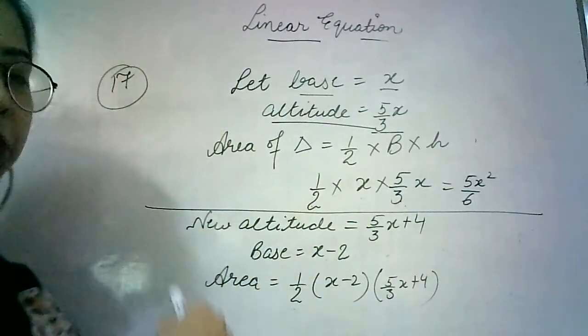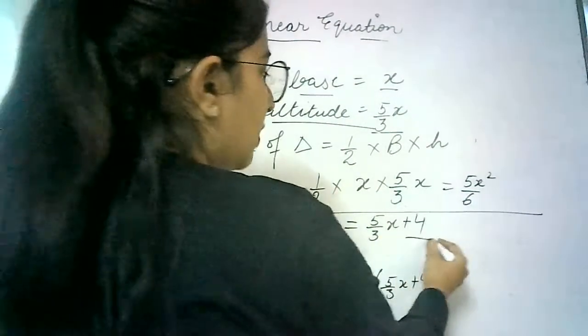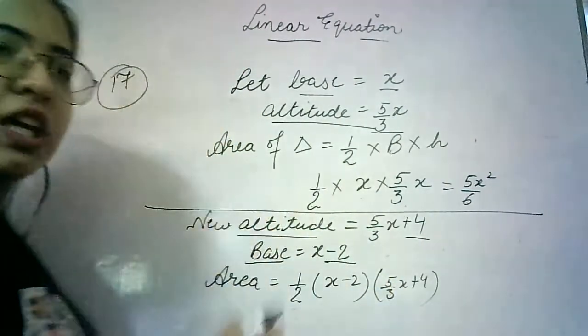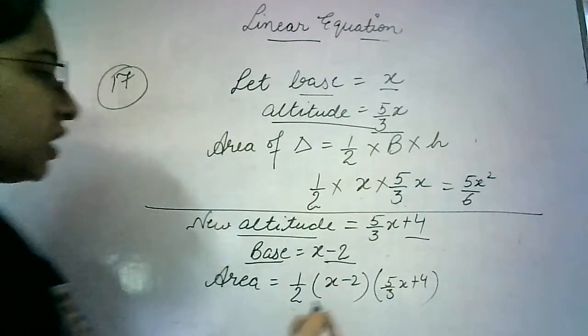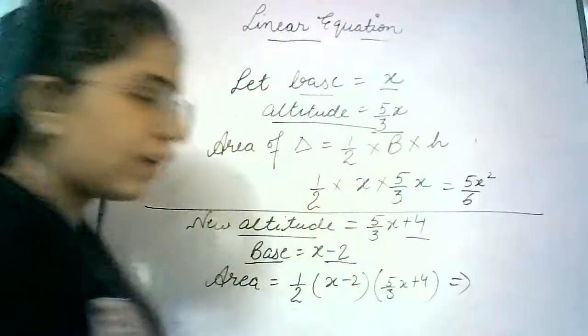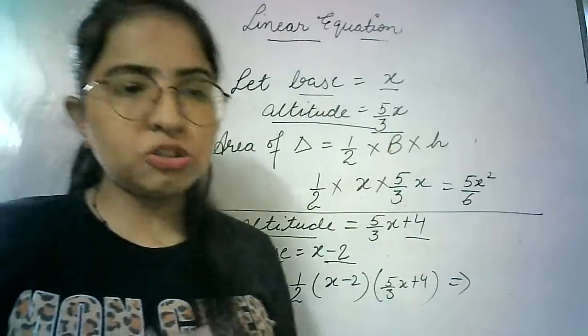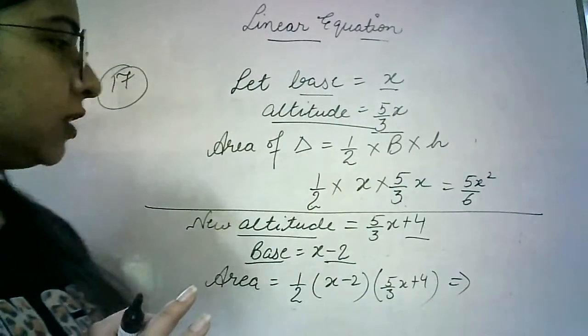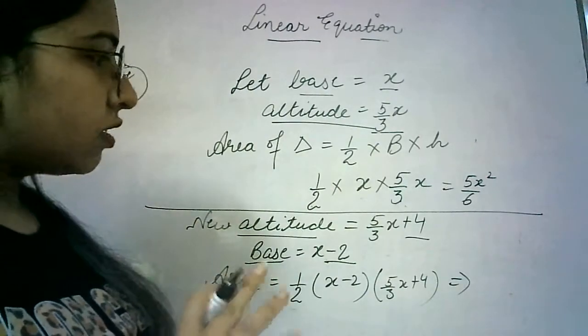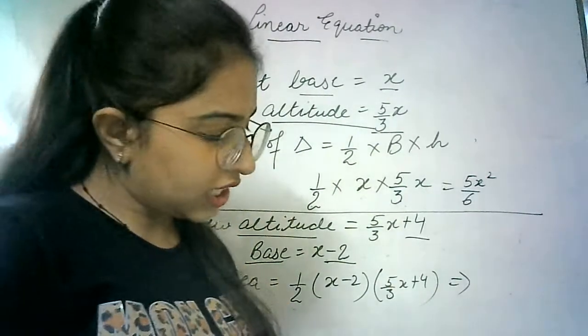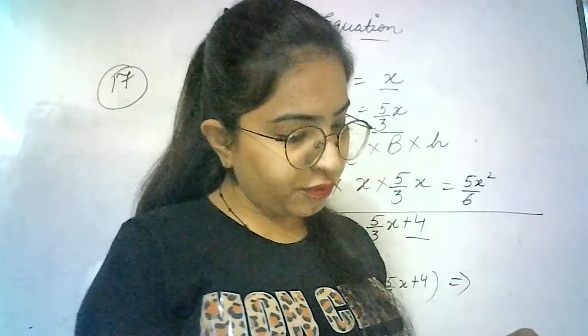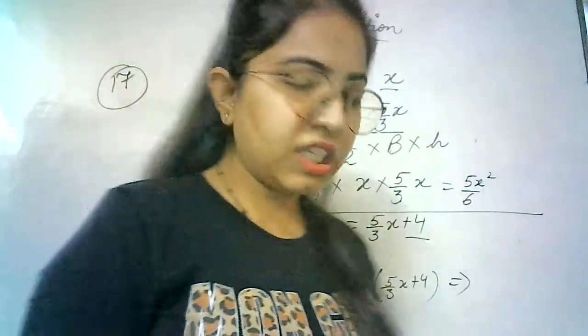Now, the altitude and base are changed. Altitude is increased by 4, base is decreased by 2. So area will be half into base into height only. Just solve it. It is given in the question that both the areas are equal. The area of triangle remains the same. Both the areas are equal now.